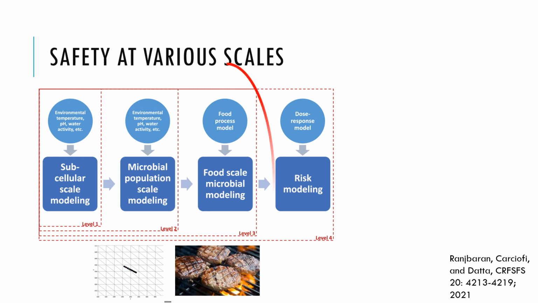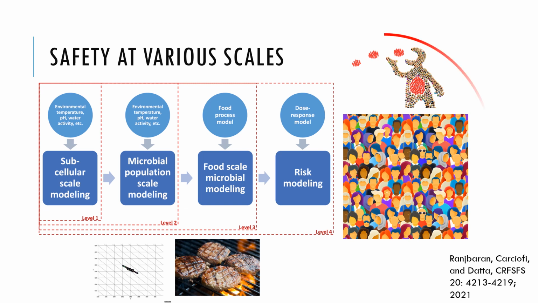The next higher scale, we call it the food scale. At the food scale, we combine the descriptions at the lower scale, like the growth, for example, with descriptions at higher scale. And this is what this multi-part video is about.